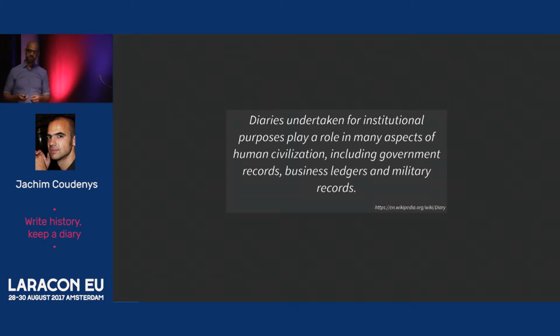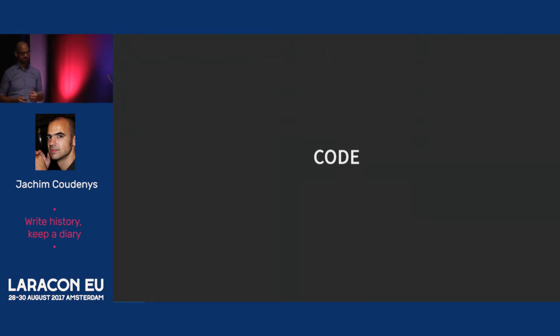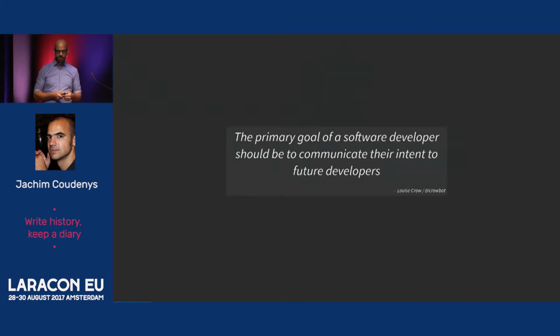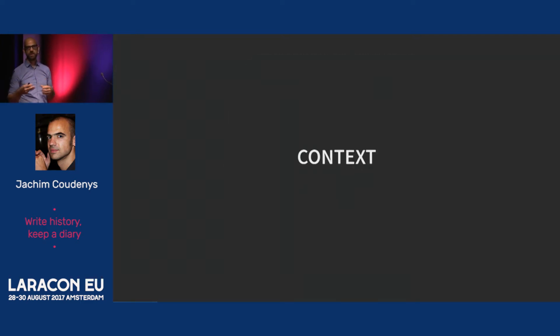And we also do that, but in our case, it's about code. We all write code, and we have to communicate to other people what our code is doing. So the primary goal of a software developer should be to communicate their intent to future developers. When we say future developers, 9 out of 10, that's you within 3 months. So if you're writing code, you have to establish some kind of context that you had in your head, so it can be reconstructed in the head of the future developer.